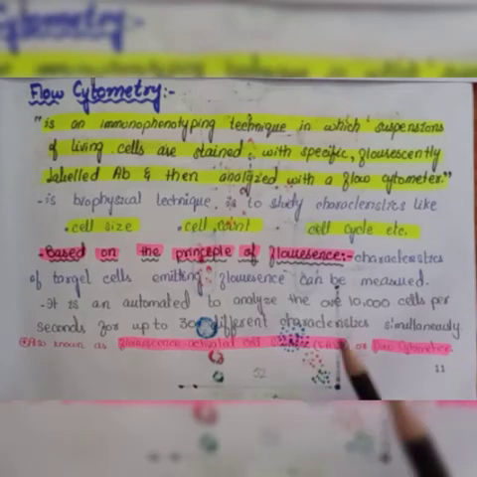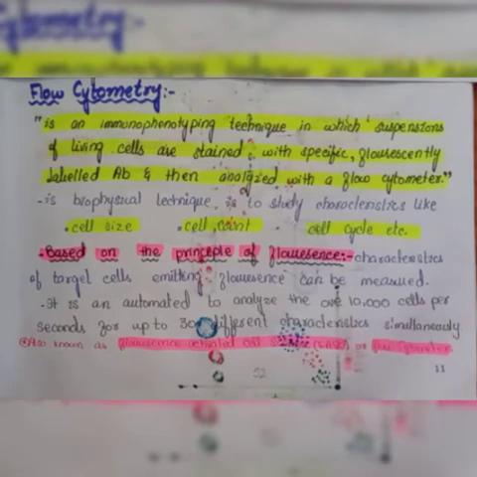It is automated to analyze over 10,000 cells per second for up to 30 different characteristics simultaneously. Because of this, it is also known as a fluorescence activated cell scanner or a flow cytometer, because it will segregate the cells one by one. That's why we can say that it's a fluorescence activated cell scanner or cell sorter. So here is all about flow cytometry and the principle of flow cytometry.